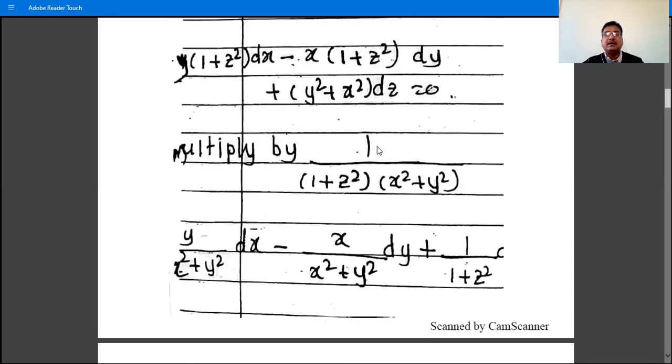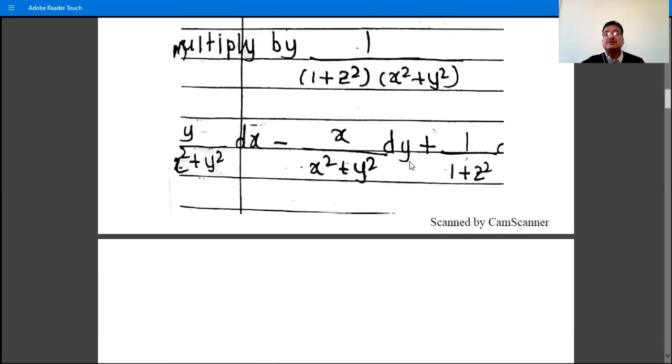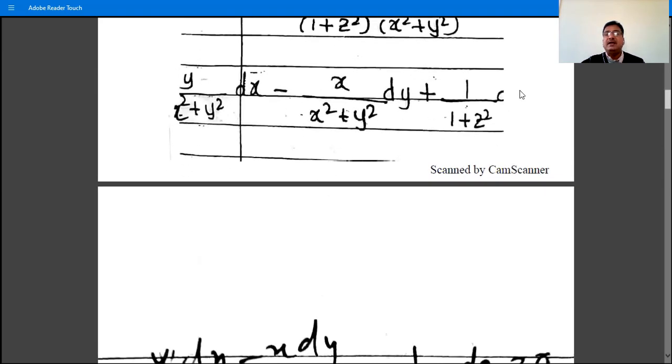So multiply by the factor 1/((1 + z²)(x² + y²)), or divide by (1 + z²)(x² + y²). What we have is y/(x² + y²) dx − x/(x² + y²) dy + 1/(1 + z²) dz = 0. This equation is in one variable separable form. The variable z is separated, but x and y are not in separable form.